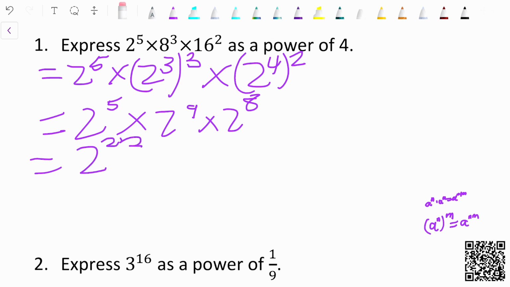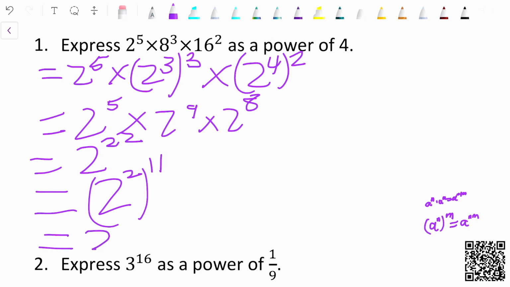But we're not done yet, because we still need to convert this to a power of 4. Using the same idea, but doing it in reverse, technically speaking it would be 2 to the power of 2, to the power of 11, because we took the 2 to the power of 2 out. That would equal 4, the inside, to the power of 11. So this would equal 4 to the power of 11.